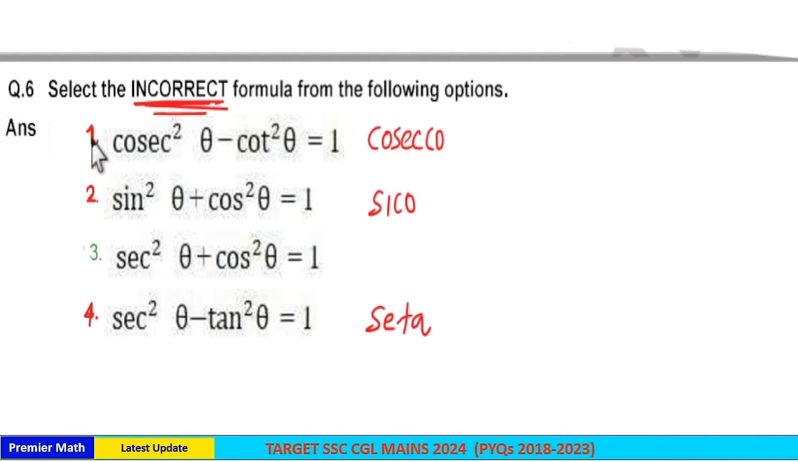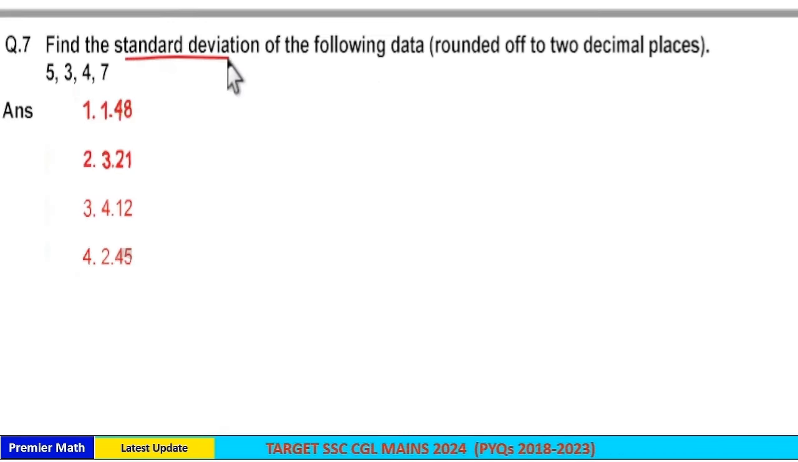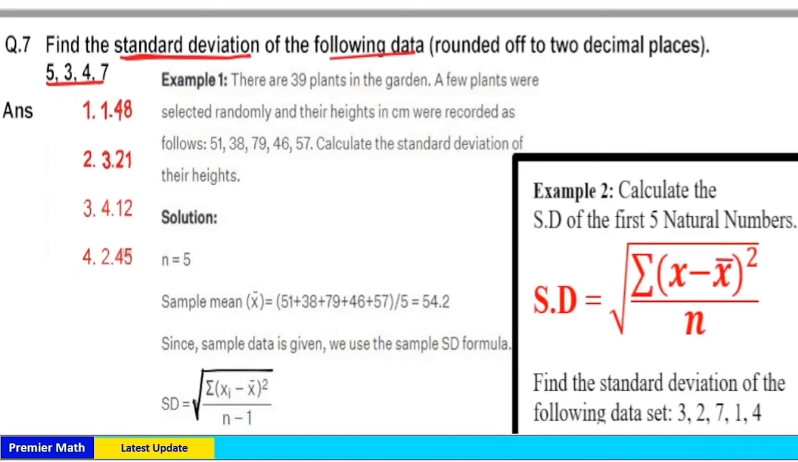This is incorrect. Find the standard deviation of the following data 5, 3, 4, 7. Before going to calculation, you should understand there are 2 formulas for standard deviation. That is, these are 2 formulas. Now, there is only one difference between these 2 formulas. That is, in the first case, you should use n in the denominator, and in the second case, you should use n minus 1 in the denominator.